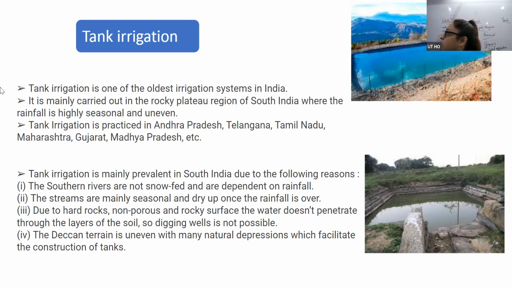So it is carried out mainly in the Rocky Plateau region of South India, where the rainfall is high and highly seasonal and uneven. Tank irrigation is practiced in Andhra Pradesh, Telangana, Tamil Nadu, Maharashtra, Gujarat, Madhya Pradesh, etc. So you can write a few names like Andhra Pradesh, Telangana. You could underline it in your notes. Tamil Nadu, Maharashtra, Gujarat.